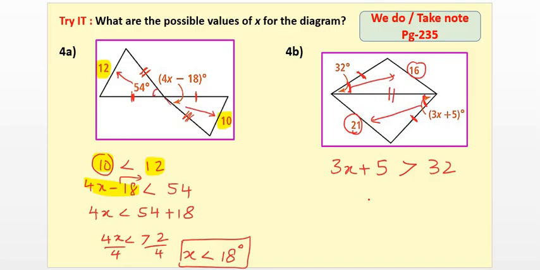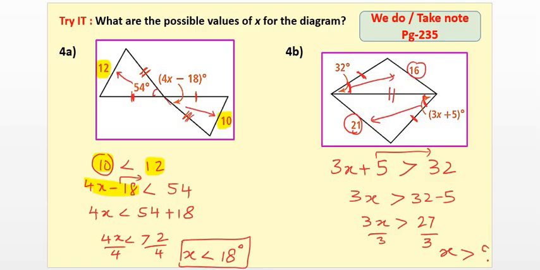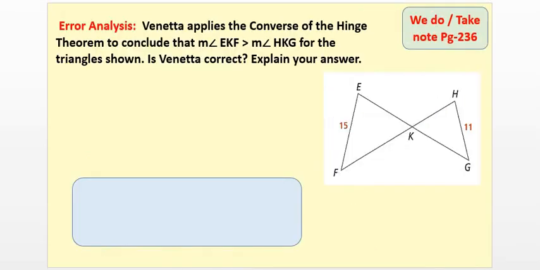We can solve it for x. Keep 3x over here and move this 5 to the other side, so it will turn into minus 5. So we will have 3x greater than 27. Divide each side by 3, so it will give us x is greater than 9. That means the possible value of x always has to be greater than 9. Is that clear? Okay, let's solve now some questions from the lesson.